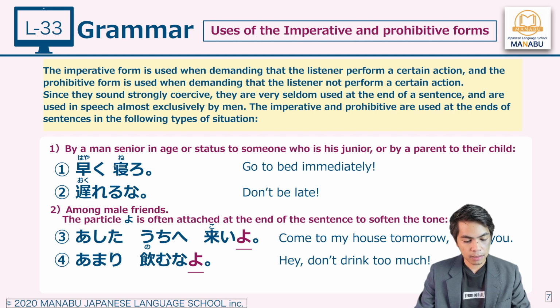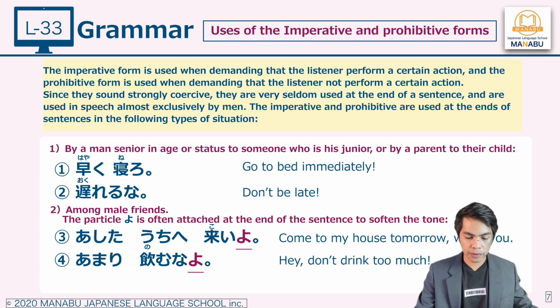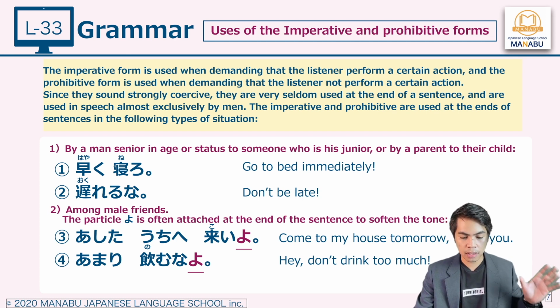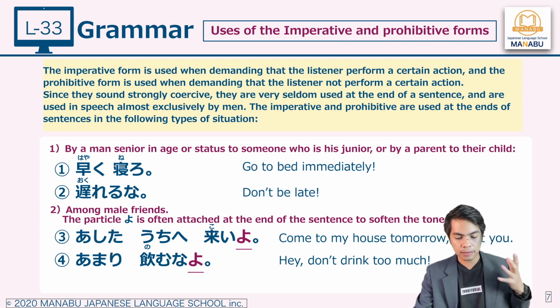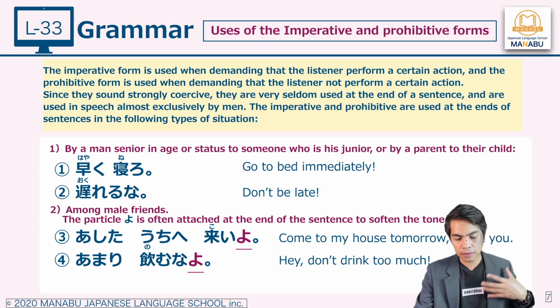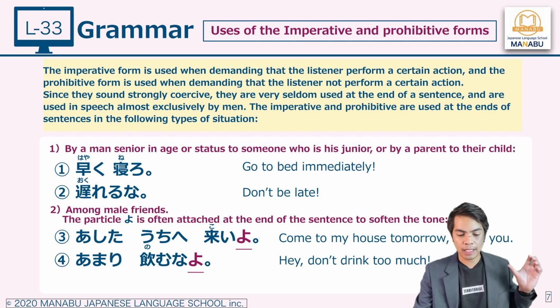Then, example number 4, amari nomunayo. Nomunayo. From the verb nomimasu, to drink. Then nomuna, prohibiting someone to drink. Then amari, don't drink too much. Yo. So in this sentence, the person is showing concern to his friend. He's concerned about his friend. So he is prohibiting his friend to drink too much and he softens his voice with the particle yo.